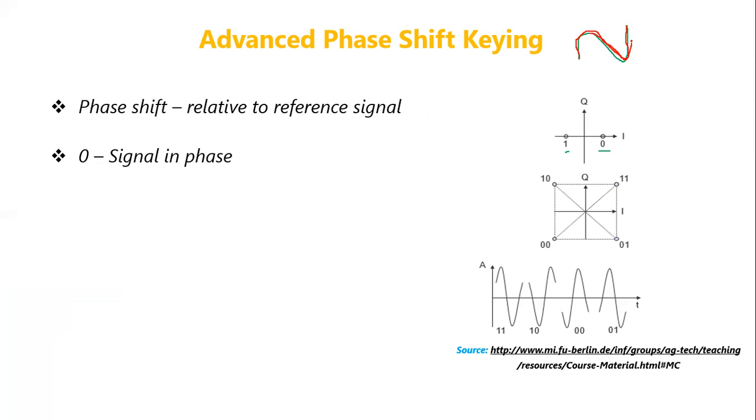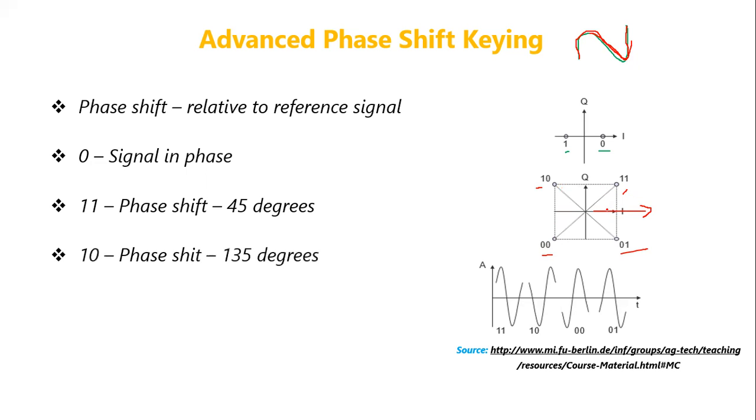And this diagram shows quadrature phase shift keying. Here you can see there are four possible shifts: 00, 01, 11, and 10. This is basically the x-axis, and this represents the in-phase shift, which is represented as 0. From 0 to 11, you can see the angle is 45 degrees.